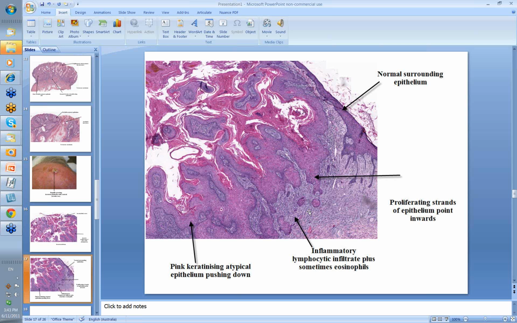But remember, there's no certain way of differentiating a KA from a well-differentiated SCC, and some pathologists will just report them all as well-differentiated SCCs. The important thing is that you give them a specimen that allows them to see the base of it. So not a little shave, or if you are going to give one, make sure it's a shave that's going to take the whole lesion out, so that they can see the base, because the pathologist needs the base to be able to say that something's a keratoacanthoma.